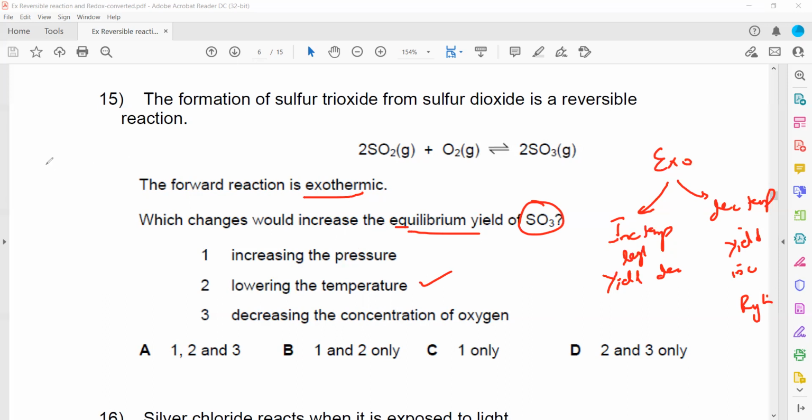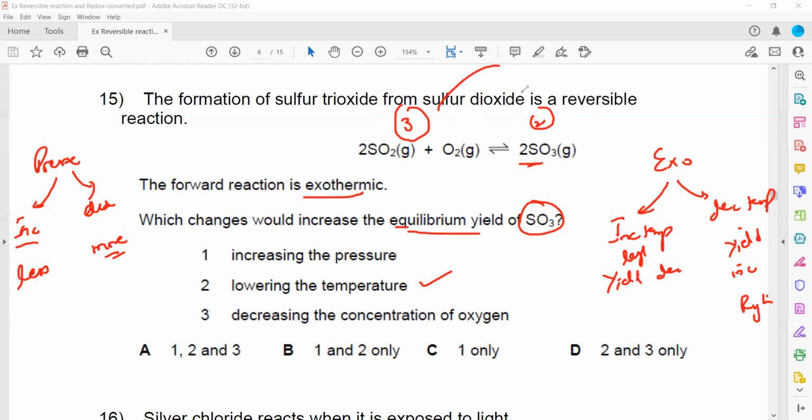What about pressure? When we increase the pressure, equilibrium will shift towards the side with fewer particles. If we decrease the pressure, equilibrium will shift towards the side with more particles. We want more sulfur trioxide. Here we have 3 moles and 2 moles, so we should increase the pressure. When we increase the pressure, the equilibrium will shift towards the side with fewer moles, so we'll get more sulfur trioxide.